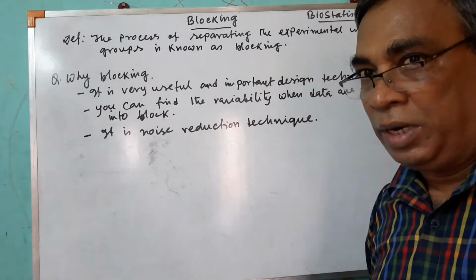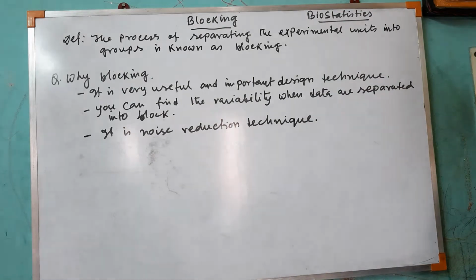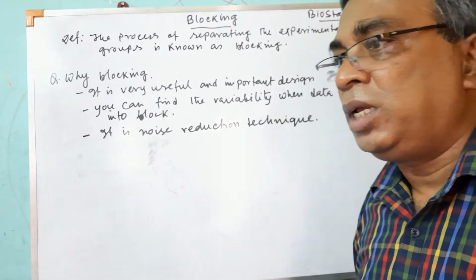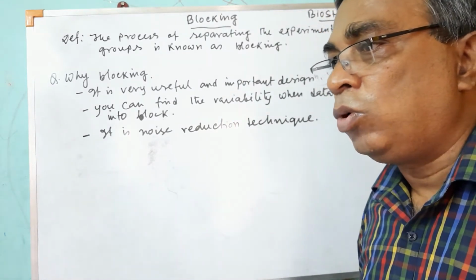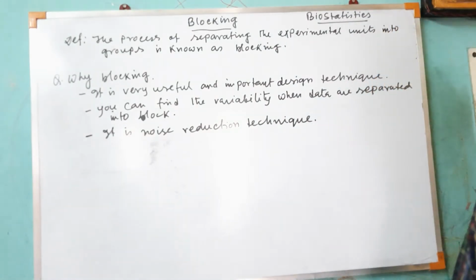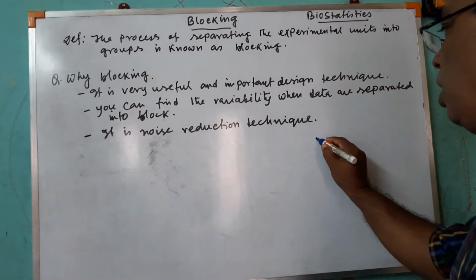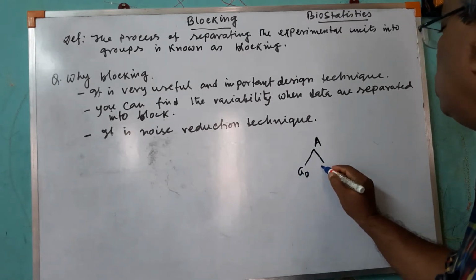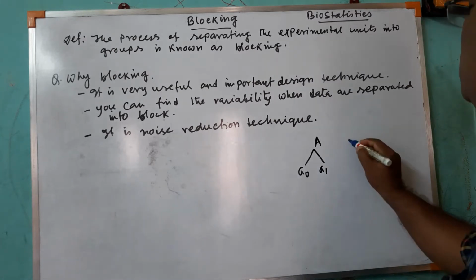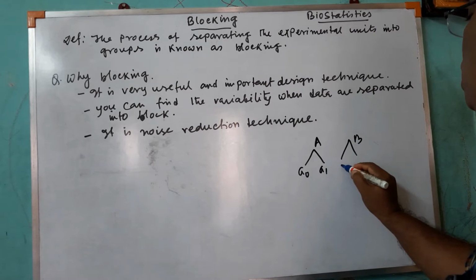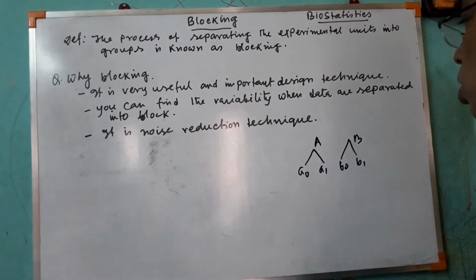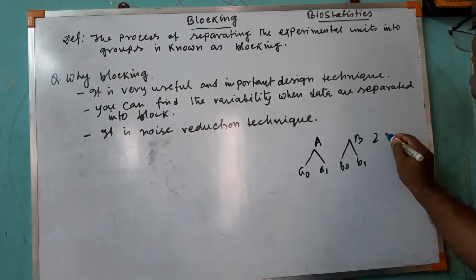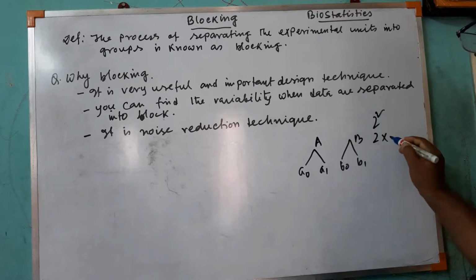You know what is treatment combination? If there are two factors, each factor having two levels, then the treatment combination is 2 by 2, that is 2 into 2, that is 4 treatment combinations. If factor A has two levels, this is level A0, this is level A1. B is another factor, with levels B0 and B1. So these are the two factors, a 2 square factorial design, 2 into 2.